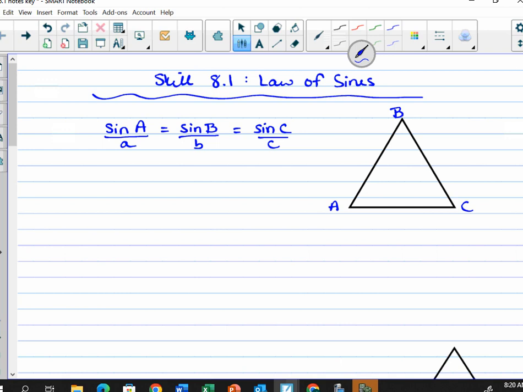Now, guys, remember from geometry, if angle A is in the bottom left, side a would be across from it. They match up. So this is side B, this is side C. Okay. Step one. Baby steps. We'll get there. Hey, good work. See, you're off and running today.